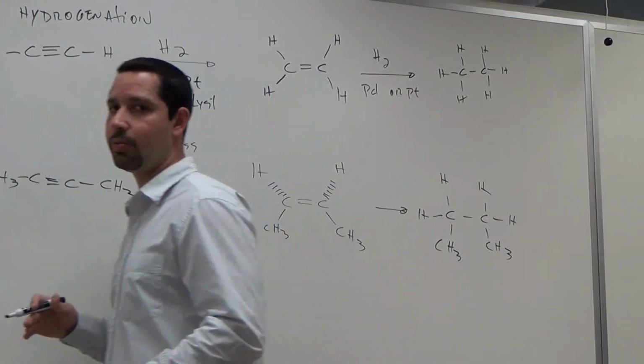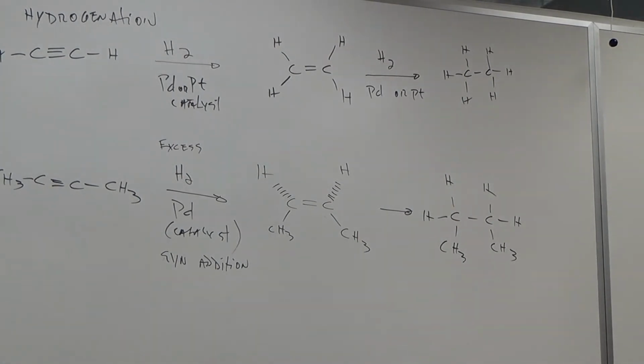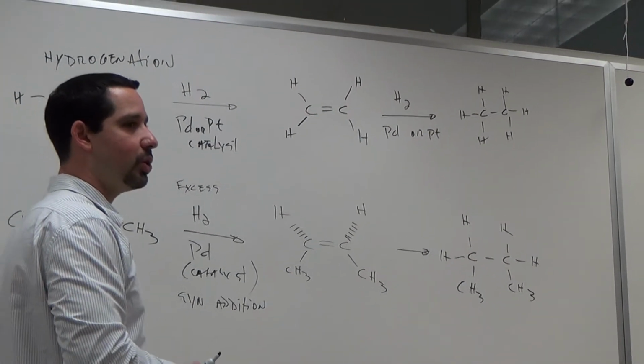Then you lose cis and trans once you get to the alkane, right? There is free rotation on those single bonds, like we did on Newman projections.